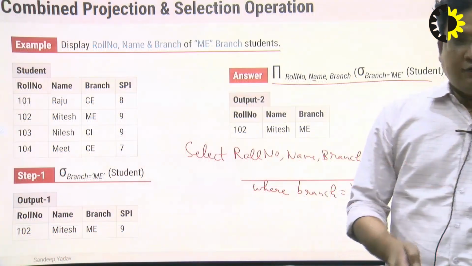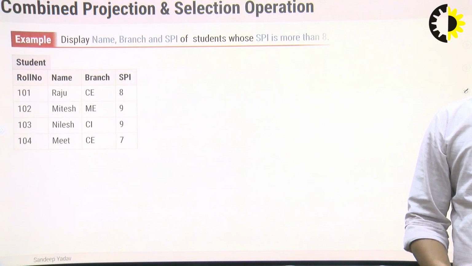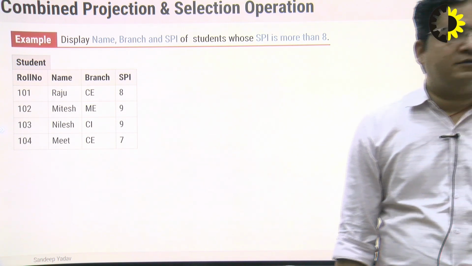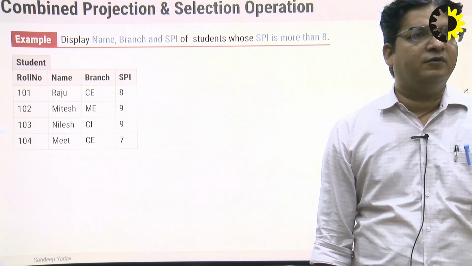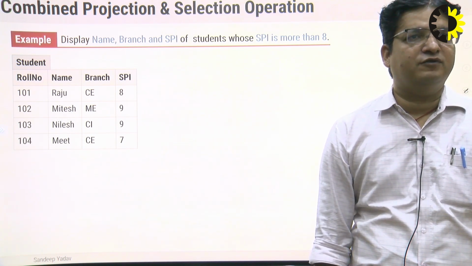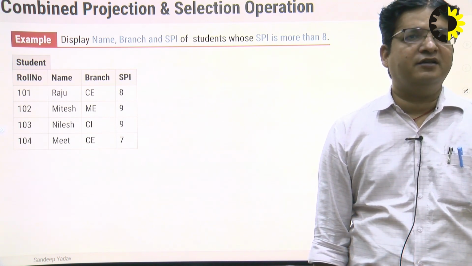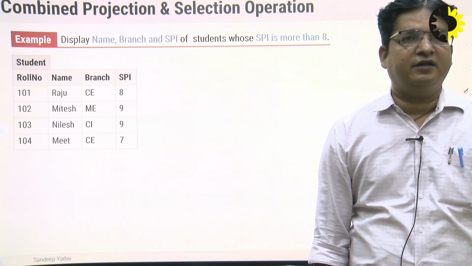This is how we are going to write the query. Now let us demonstrate further with one more example. We have to display the branch, name and SPI of students where SPI is greater than 8. Now the condition here is SPI has to be greater than 8.